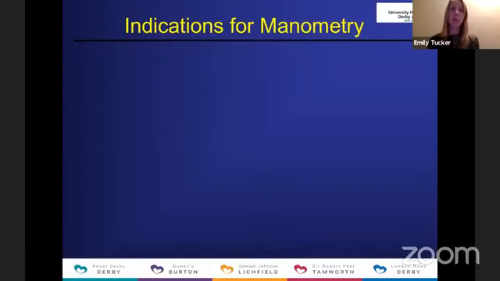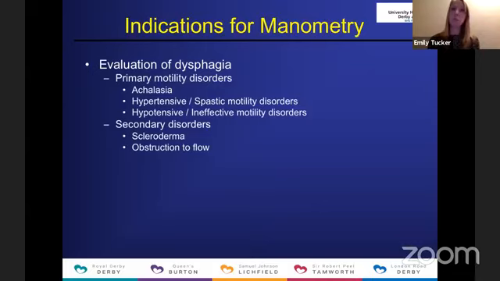Okay. So why would we do manometry? Dysphagia is probably one of the most common symptoms that we do manometry for. And what are we looking for? We're looking for primary motility disorders, with achalasia perhaps being the most typical, well, the most highly characterized one, although obviously not that common. You're then looking for spastic or hypertensive motility disorders, or at the other end of the spectrum, your hypotensive or ineffective motility disorders.